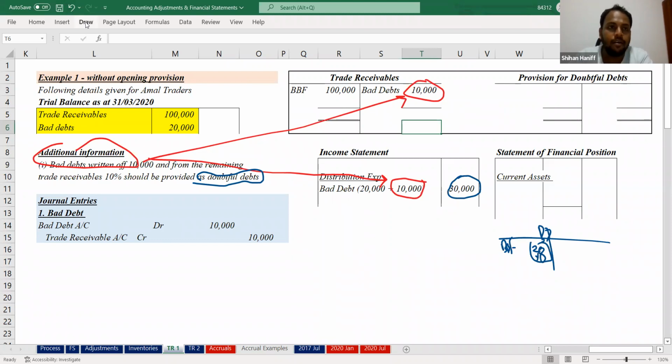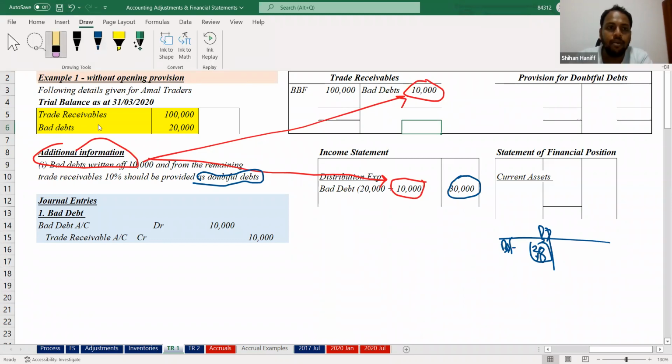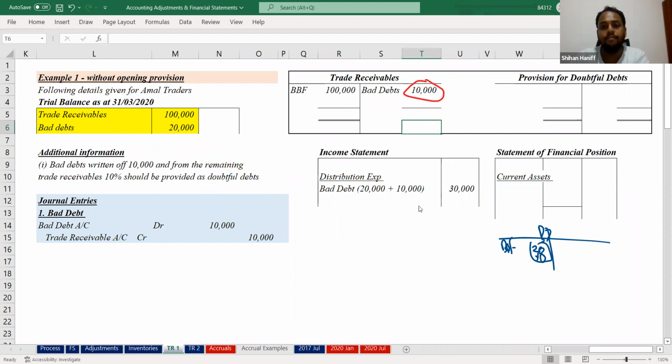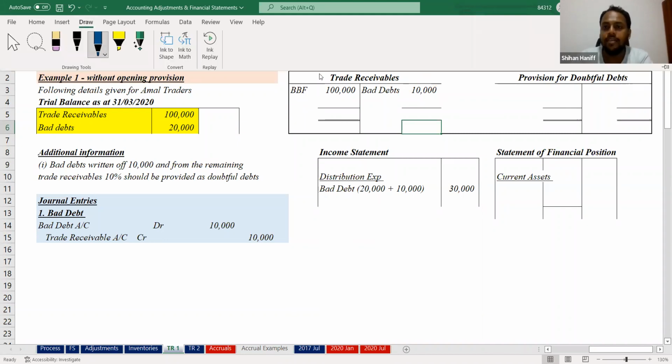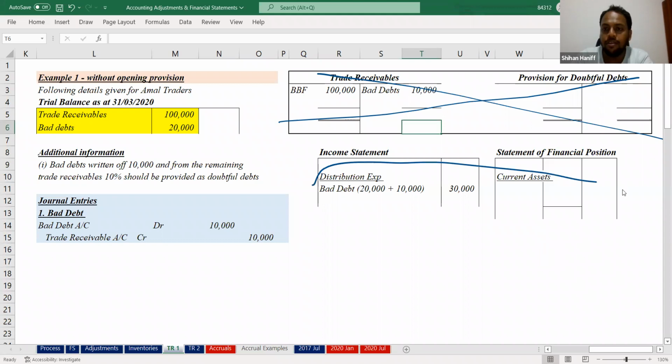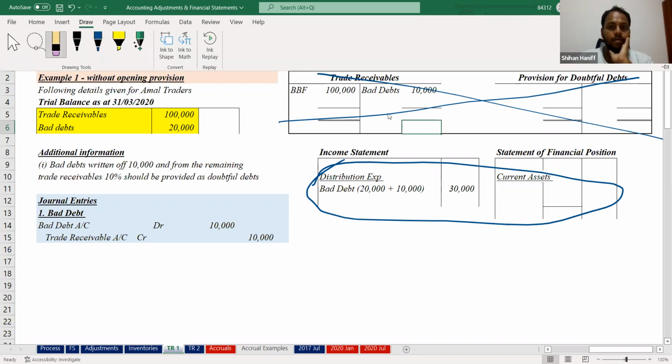Okay. Follow this method because in future, when we do the complex adjustments, I won't prepare these ledgers. I will explain only through this. That is why I'm giving the full idea about the ledger account and the income statement as well. Later, we don't use the ledger. We use only the income statement.